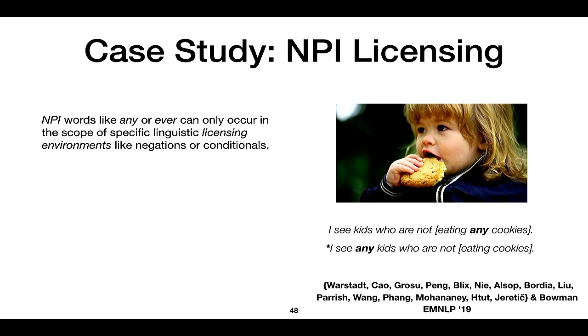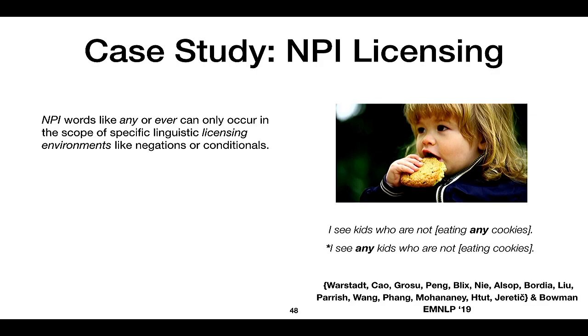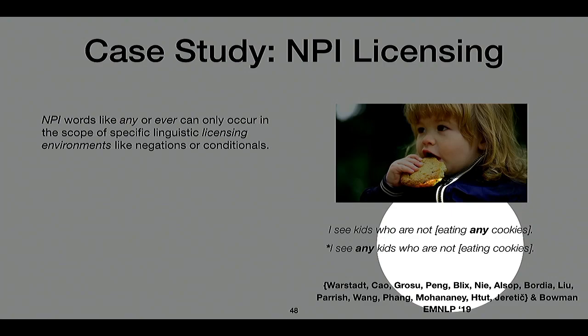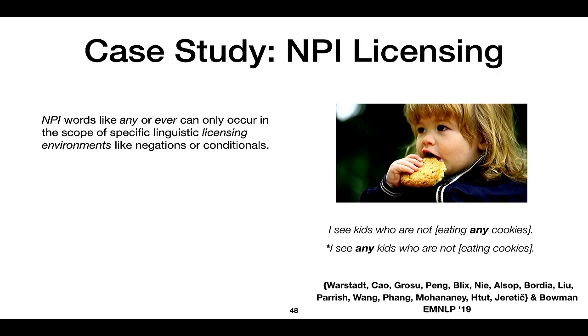So here you might have a sentence like, I see kids who are not eating any cookies. This means roughly the same thing as I see kids who are not eating cookies. But this word any is a clue that you're in the scope of negation, that this part of the sentence is being negated. And you can't rearrange this to move any outside of the scope of negation. So, I see any kids who are not eating cookies. You have a negation, but the negation doesn't scope over any. This sentence just sounds weird. It's not clear what that any means or what it's doing there.